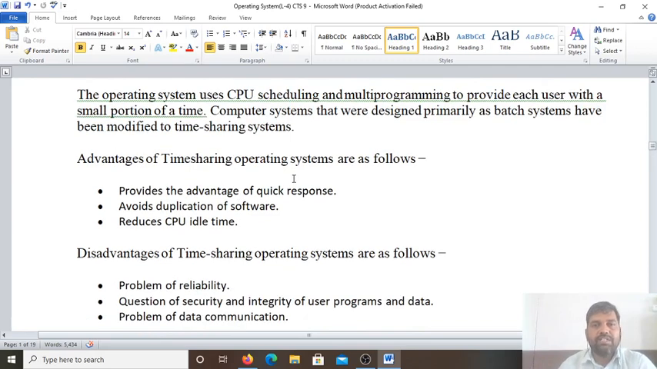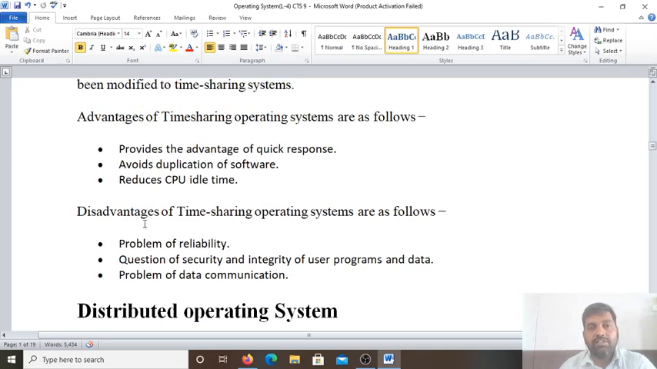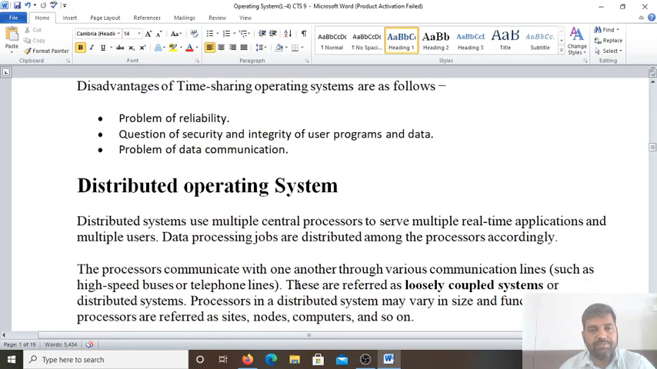What are the advantages of the time sharing system? It provides the advantage of quick response, avoids the duplication of the software, and reduces the CPU idle time. And what are the disadvantages of the time sharing system? Problem of reliability, question of security and integrity of user programs and data because many persons are sharing the operating system, and the problem of data communication.